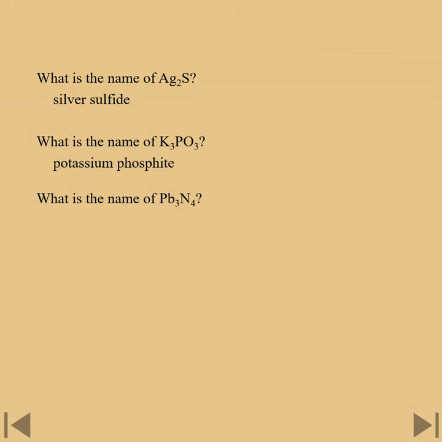Again, I see a metal, so it's ionic. What's the name of that metal? Lead. Does lead get a Roman numeral? Yes, it does. Name of the anion, nitride. So lead, Roman numeral, nitride.